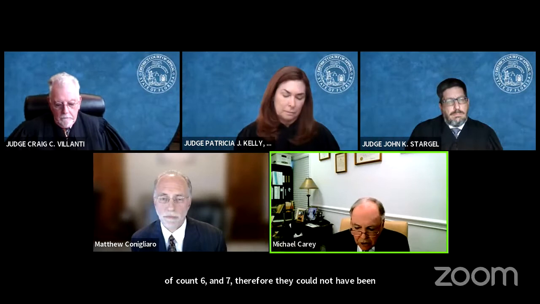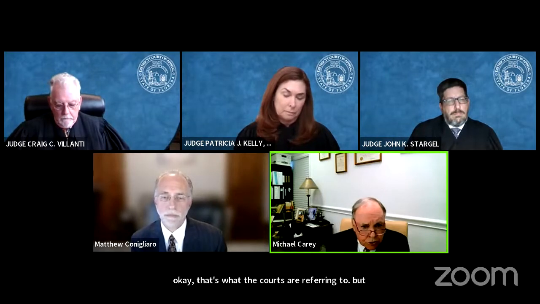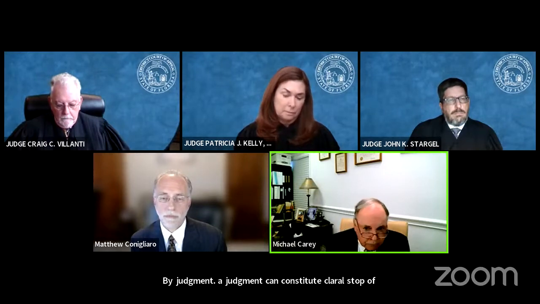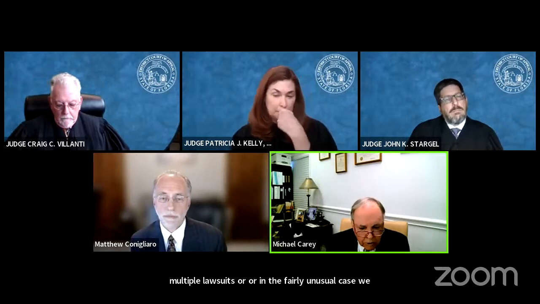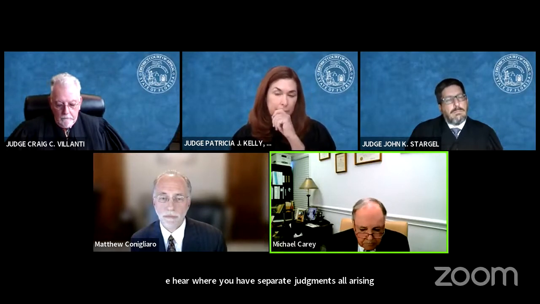Second, Mr. Tenacia argues that collateral estoppel requires a prior suit, not the same action. As a general rule, there usually is a prior suit. In the cases, that's what the courts are referring to. But collateral estoppel is also known as estoppel by judgment. A judgment can constitute collateral estoppel, whether it is in the normal case where you have multiple lawsuits, or in the fairly unusual case we have here where you have separate judgments all arising out of the same action.